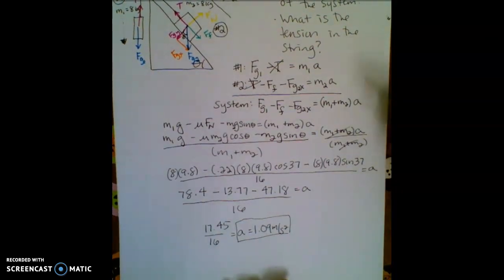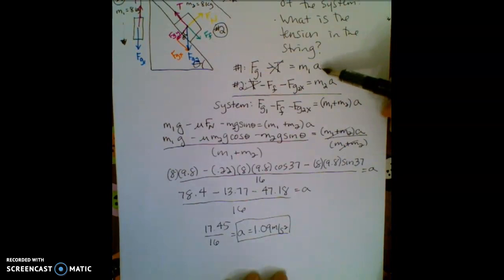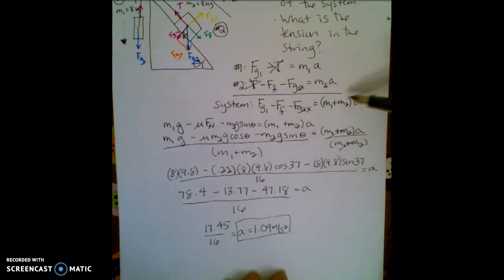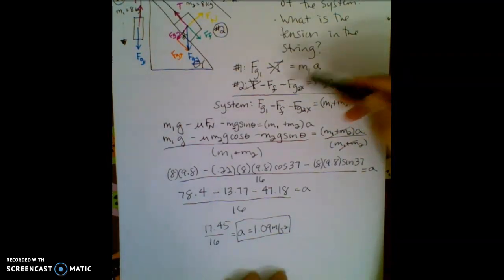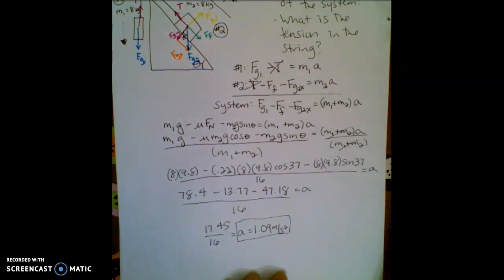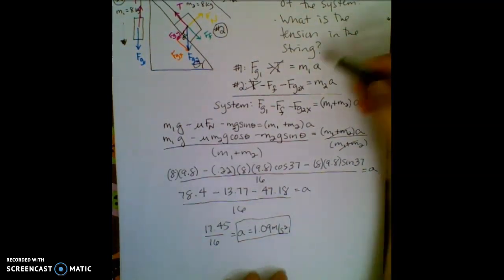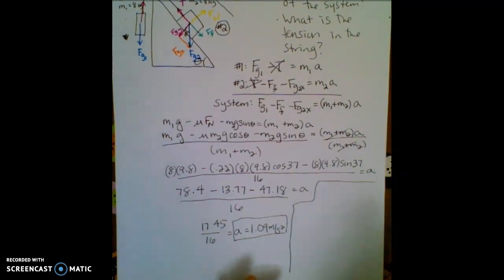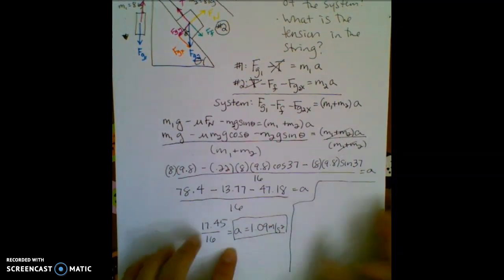So if you remember back up here, where we made our net force equations for the individual objects, they're still valid. We can use one of these to solve for tension. I can't use the system equation because tension doesn't exist in the system equation. But I can look at these and say, well, there's tension here and there's tension here. And I might say, well, which one is simpler to solve? And number one is simpler to solve. So I'm going to solve equation number one using the acceleration I just found to find the tension.